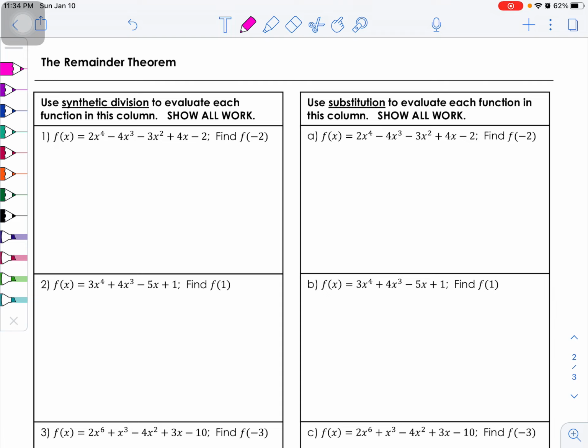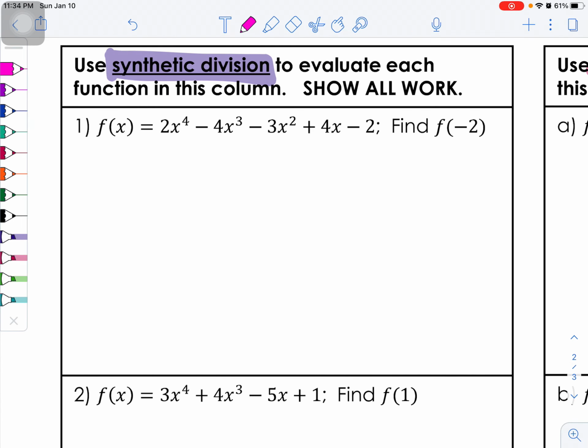All right, so this is the second page of the remainder theorem worksheet. The column on the left specifically says that we're going to use synthetic division, and the column on the right is for substitution. Now, all of the questions are identical, so if you do one of them, you will know the answer, but it's just showing you how to do them, okay? So I'm going to go ahead and do problem number 1. And I'm going to start with the synthetic division on the left.